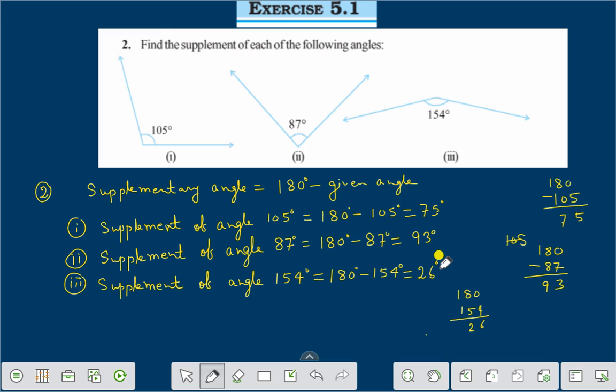right? That means we know that supplementary angles means if the sum of two angles is 180 degrees, we can say they are supplementary to each other. Therefore, the supplementary angle is 180 degrees minus the given angle. In the first case, the angle is 105 degrees. Therefore, the supplement of angle 105 is equal to 180 degrees minus 105 degrees, that is 75 degrees. And number 2 is the supplement of angle 87 degrees is equal to 180 degrees minus 87 degrees, that comes to 93 degrees. And question number 3 is the supplement of angle 154 degrees is equal to 180 degrees minus 154 degrees is equal to 26 degrees.